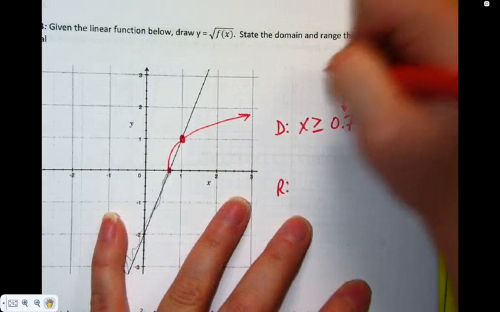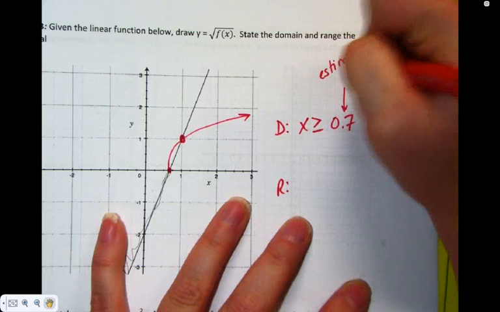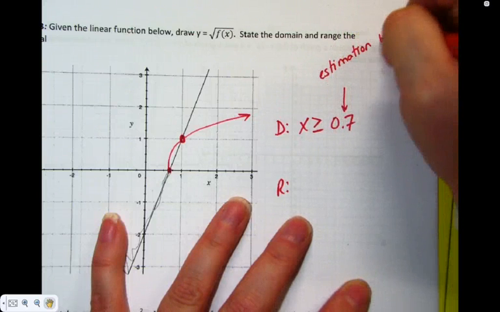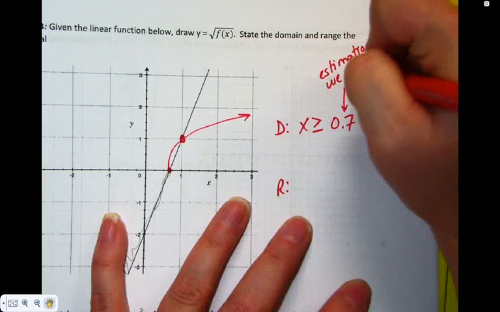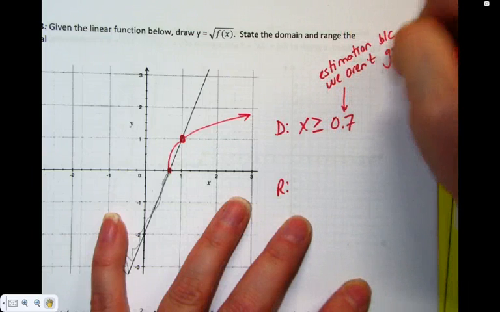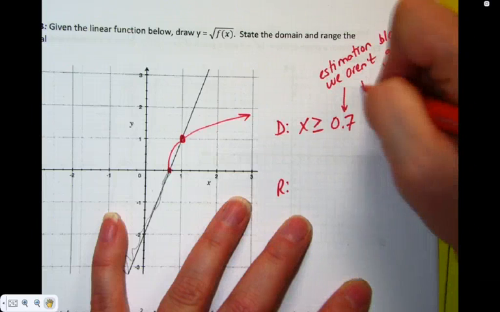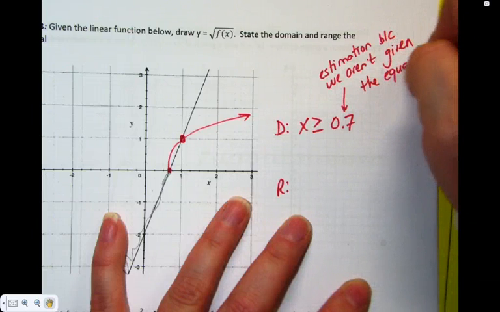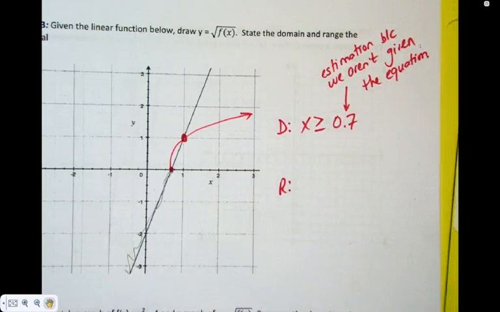And I'm just going to make a note. This was an estimation because we aren't given the equation. Okay, it's an estimation because we weren't given the equation.